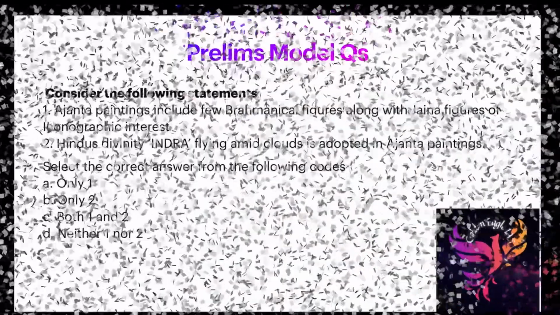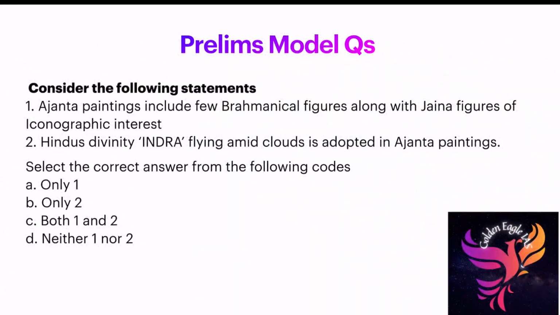Okay. The next question, consider the following statements. Ajanta paintings include few Brahmanical figures along with Jaina paintings of iconographic interest. Then, the Hindu divinity Indra flying amid clouds is adapted in Ajanta paintings. This is correct because maybe 99.9% of Ajanta was Buddhist, but Indra flying amid clouds is located in Ajanta. This is a statement you have to remember. Okay, so this is a correct statement.